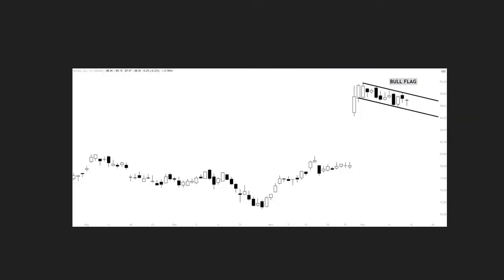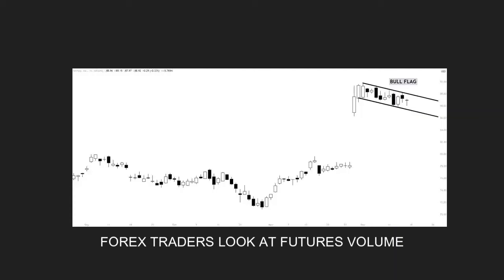So now we're going to talk about flags and pennants, but we're going to stick more with the flag. And it just looks like a rectangle, slopes against the current trend. Now a pennant's a little bit different. It's like a compact symmetrical triangle. But anyways, both of these will suggest a brief pause before the original trend resumes. And you want to watch out for a breakout of these, ideally with increased volume. If you're an FX trader, you want to use FX futures.